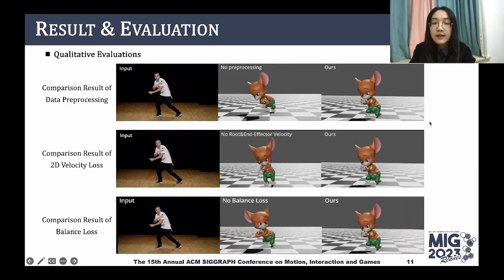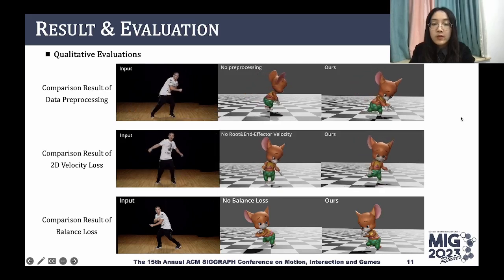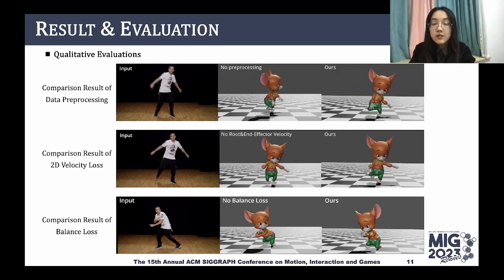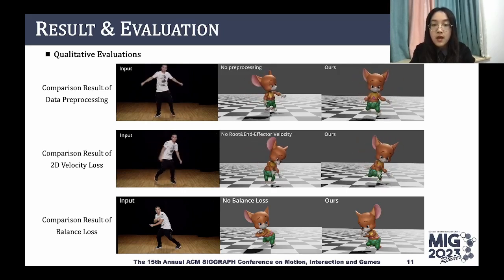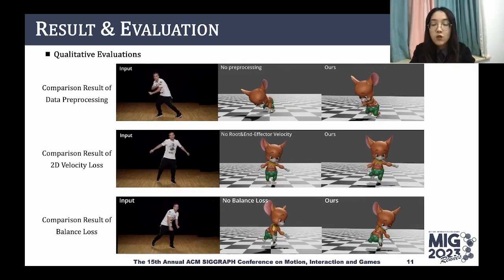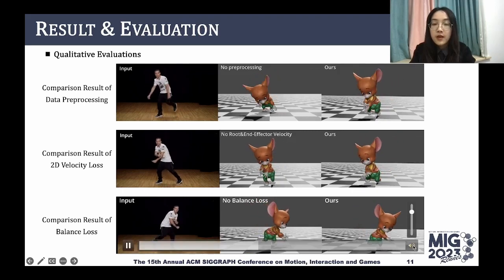To demonstrate the effectiveness of the method we proposed for video data, let's look at the steps involved. First, pre-processing the data before using it for training our retargeting network made the character's movements become more natural. Furthermore, when we compared the results before and after adding a 2D velocity loss, we observed that the character's leg movements closely matched the video. Last, after adding the balance loss, the overall movements of the character, especially the angle of the hips, appeared much more natural.